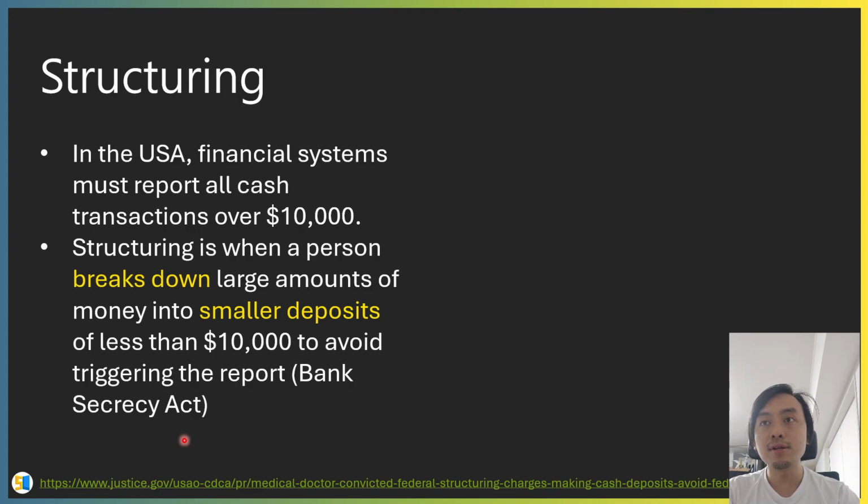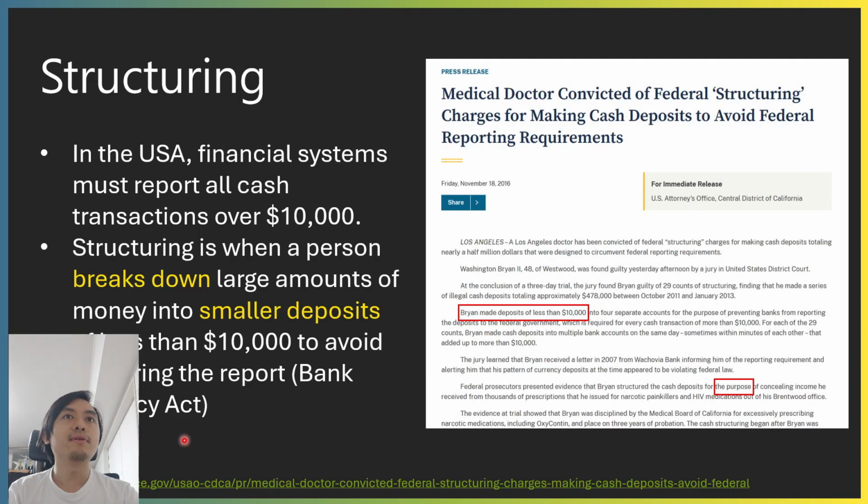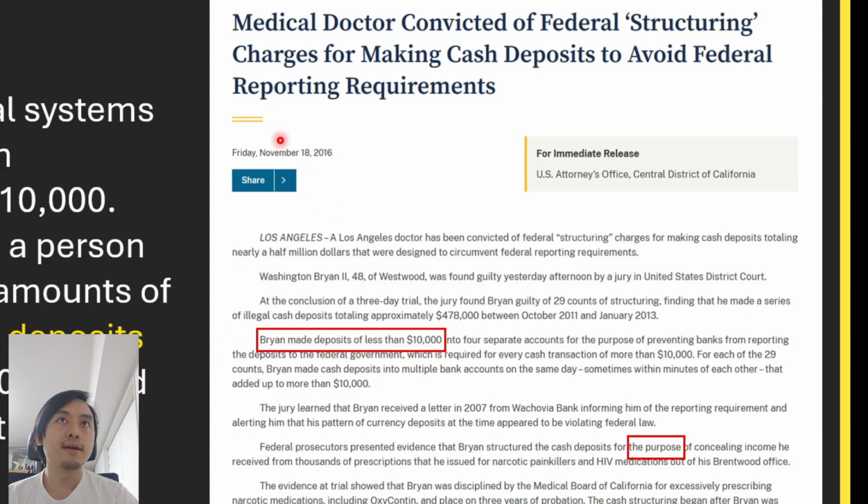Usually they do this by using another person to do the transfers in different branches, for example. On the right side is a case study of a real example of structuring. A medical doctor was convicted of federal structuring charges for making cash deposits to avoid federal reporting requirements. The doctor, named Bryans, made deposits of less than $10,000 for the purpose of concealing income he received from thousands of prescriptions that he issued to patients. Alright, that's crazy.